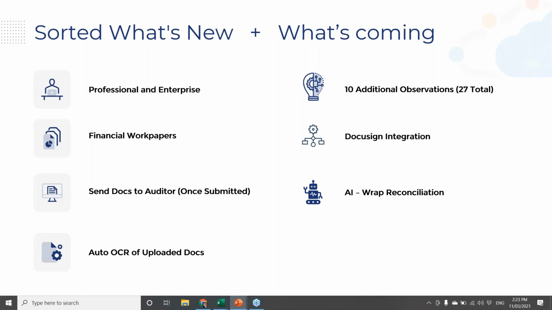The next couple: send docs to auditor. This is what Michael briefly mentioned. For a Sorted customer that's connected to an audit customer, there's now a really easy way to get documents over to the auditor after the job's been submitted and the job's done. The last one in the what's new section is auto OCR. Originally, or last year, you would have had to upload a doc and then press a button that says process OCR. We've automated that. I think that was one of the first things we said we're going to automate, and now we've figured out what that looks like. All you need to do is upload docs, and the system will do the rest.